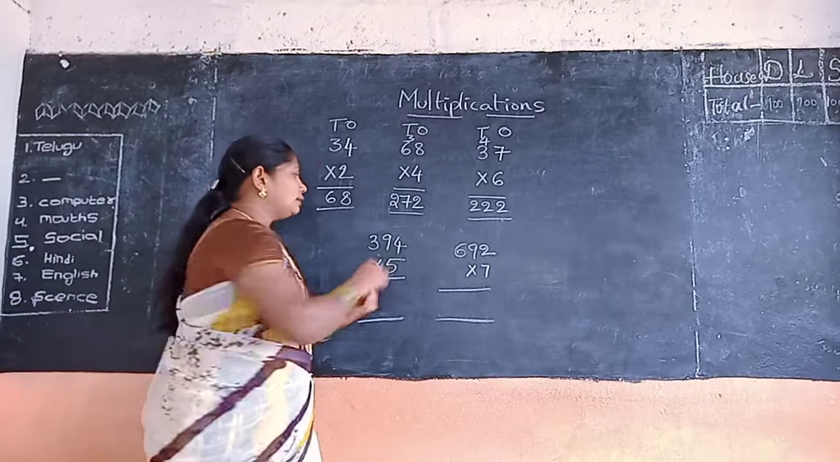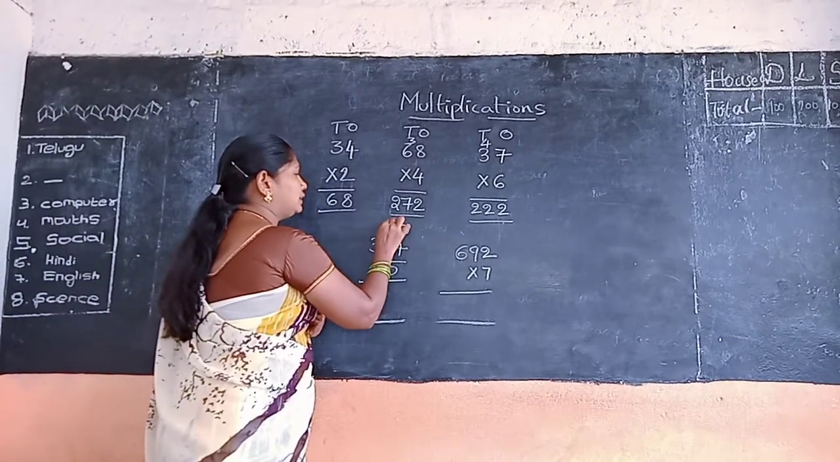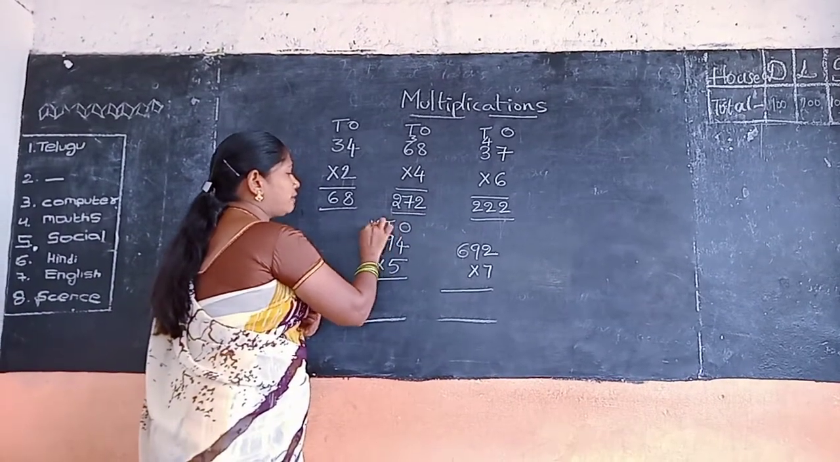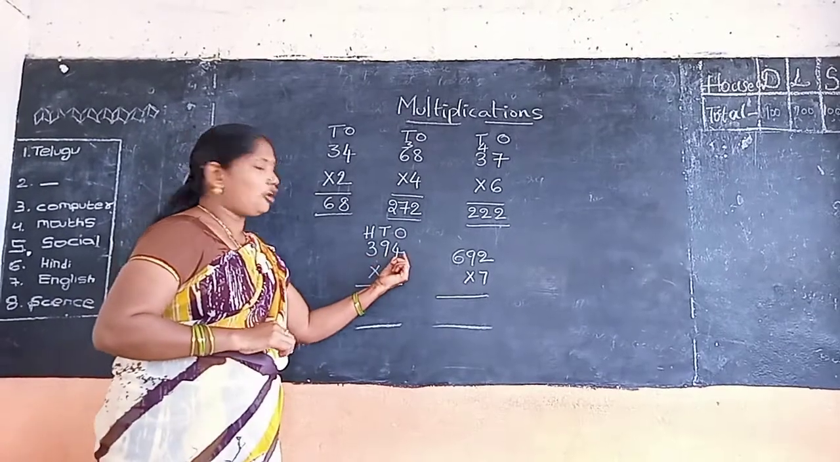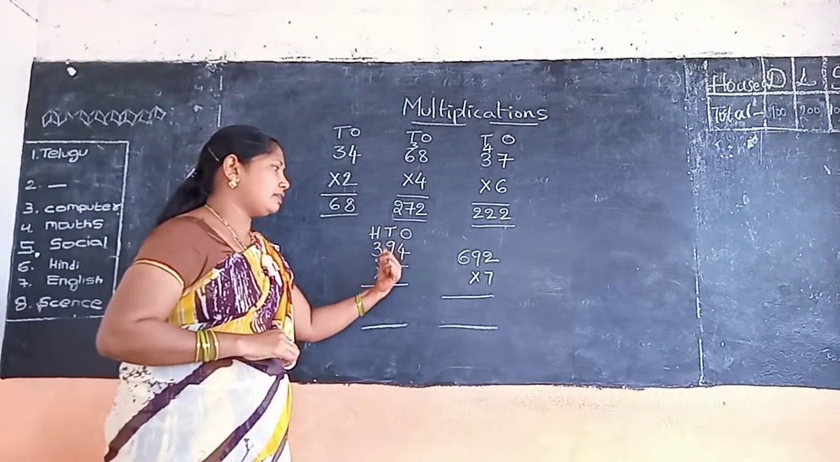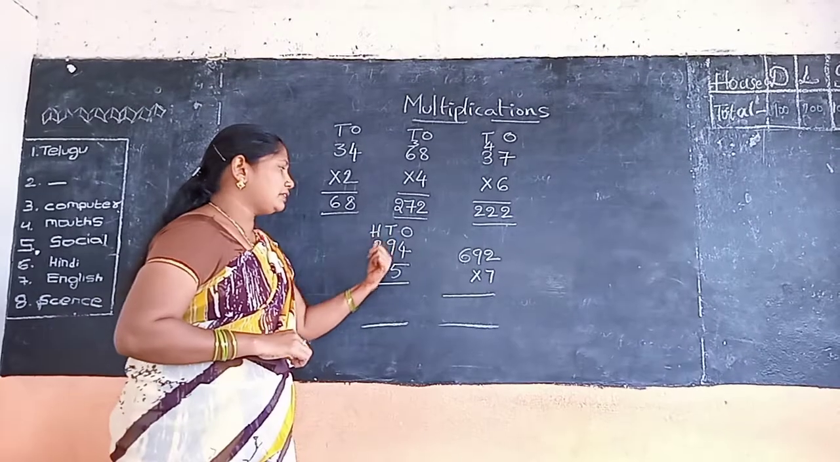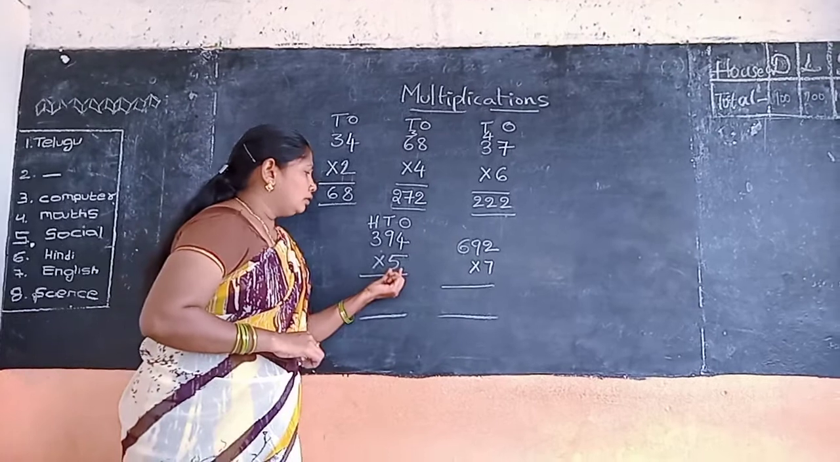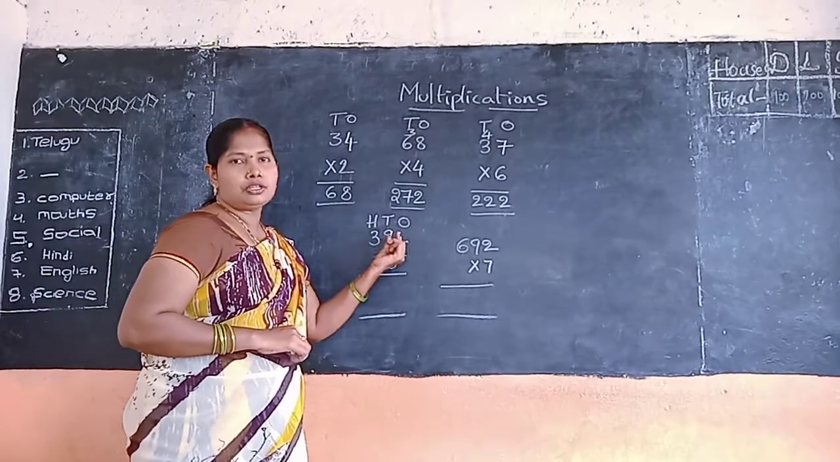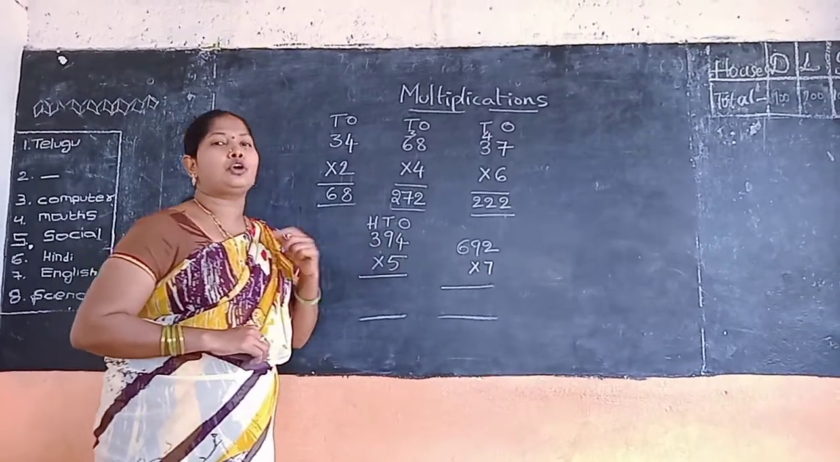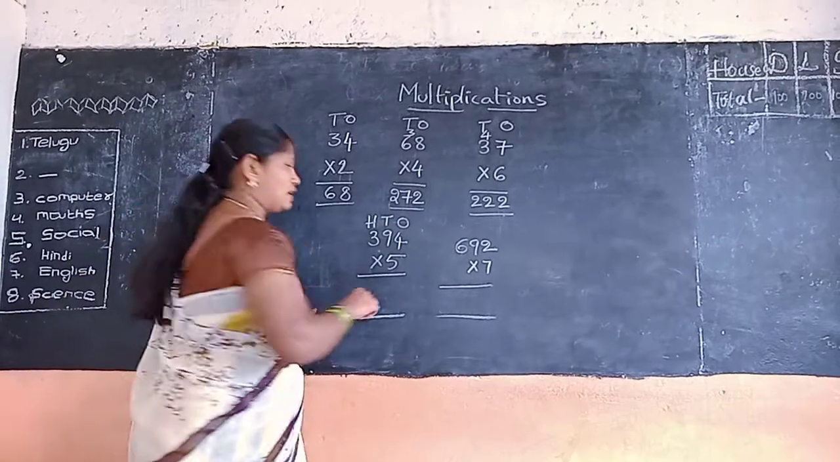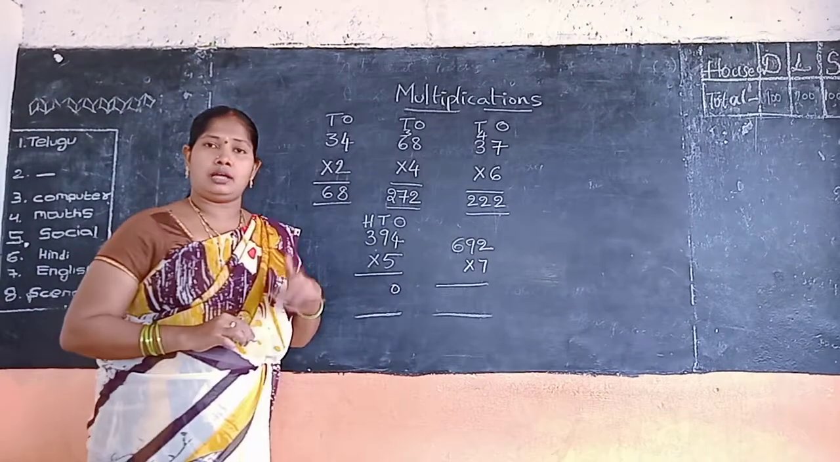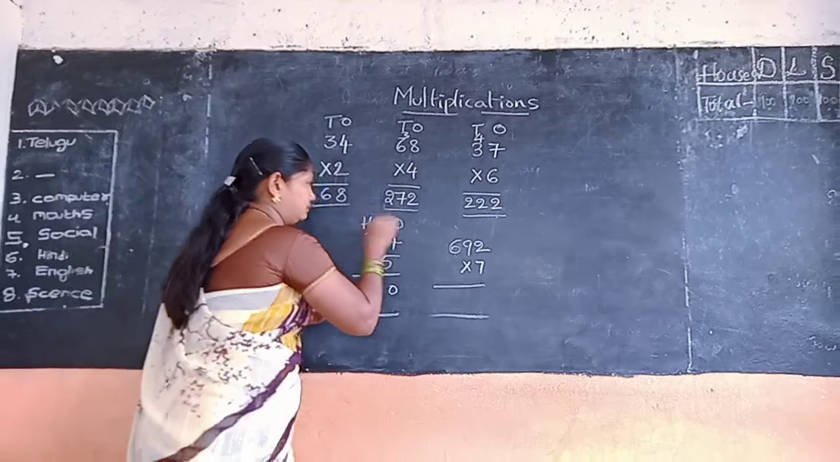Now I will take a 3-digit number multiplication with a single-digit number. This is 1 place value, this is 10 place value, this is 100 place value. 394: 1 place value 4 is there, 10 place value 9 is there, 100 place value 3 is there. Multiplication with single-digit number 5. First, 5 fours are how much? 20. You write 0 in ones place. Now carry the 2 to tens place.